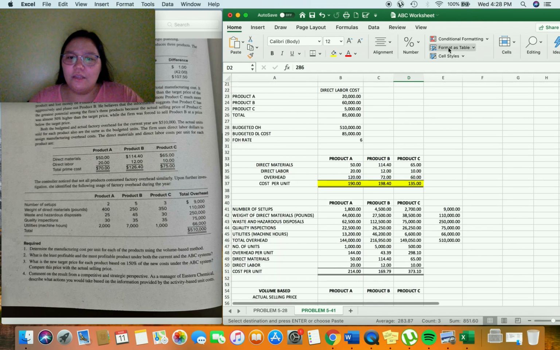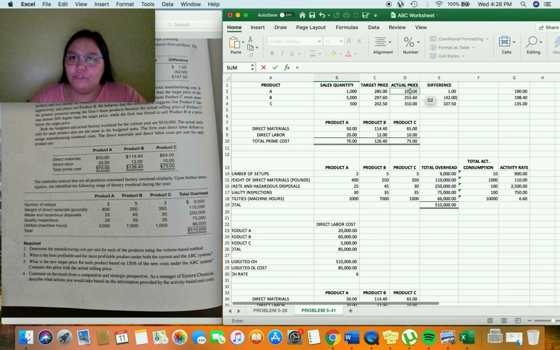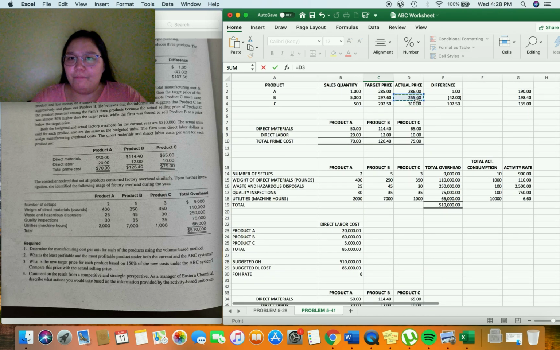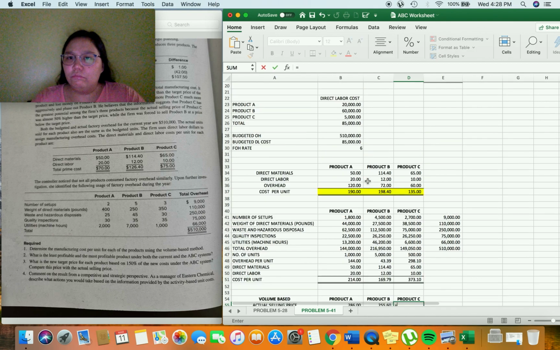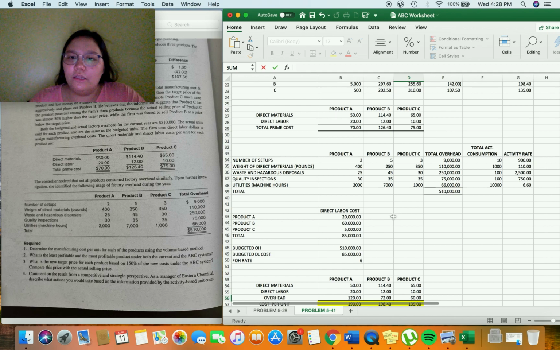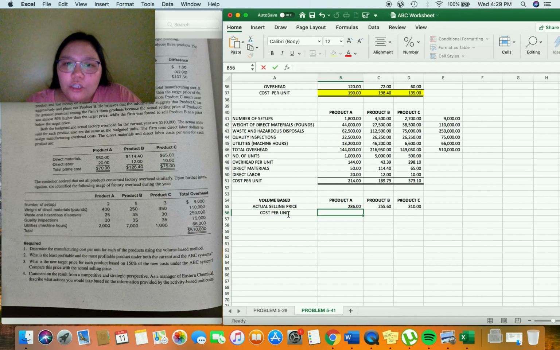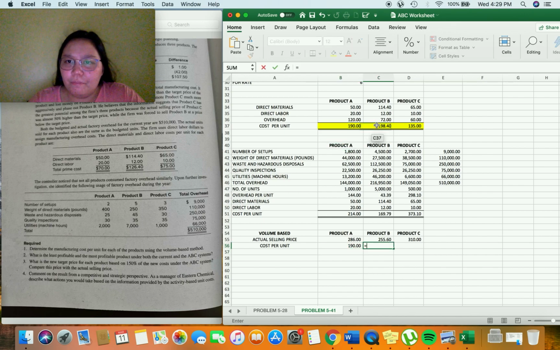So, our actual price is as follows. Diba? So, 286. This one is 255.6. And then, for product C, we have 310. Okay? And then, our cost per unit under volume based is we have 190. Product B, 198.4. And for product C, we have 135.